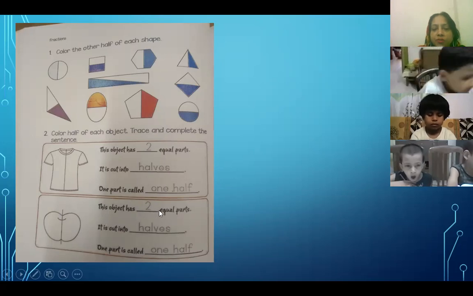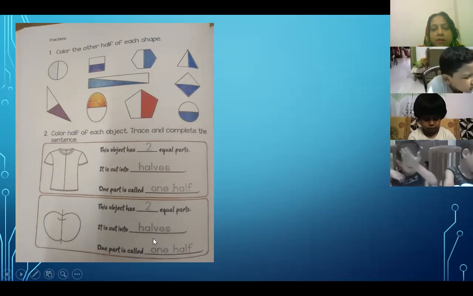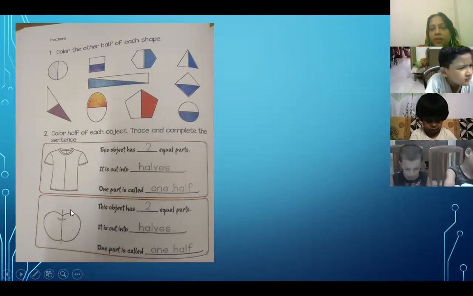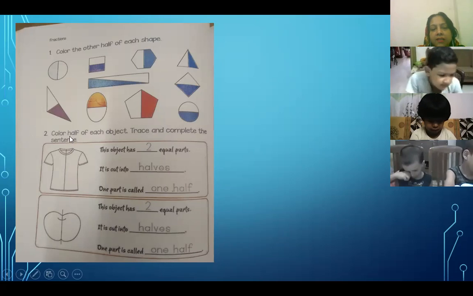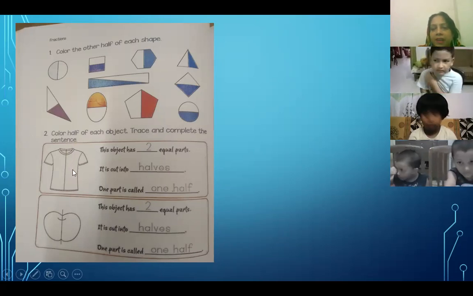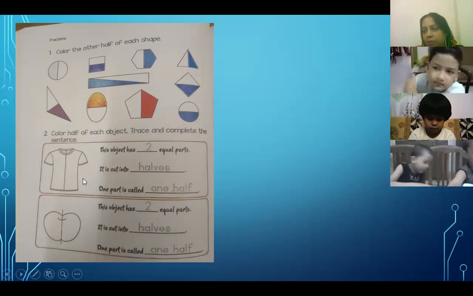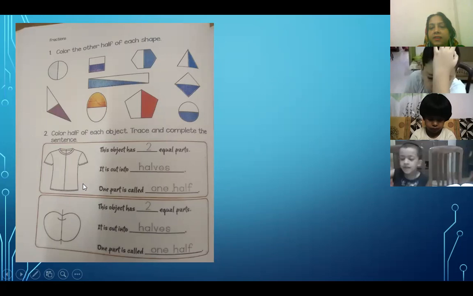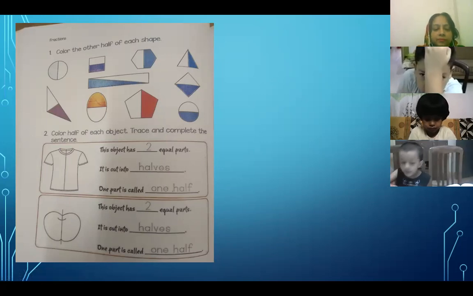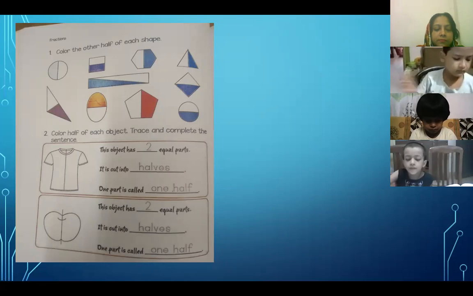This object has two equal parts. It is cut into half. One part is called one half. Okay? Now please color this. Color half of each object. Half, not the complete object. Have to color half of them. Okay. Everybody? It's orange, it's purple, it's sky blue.